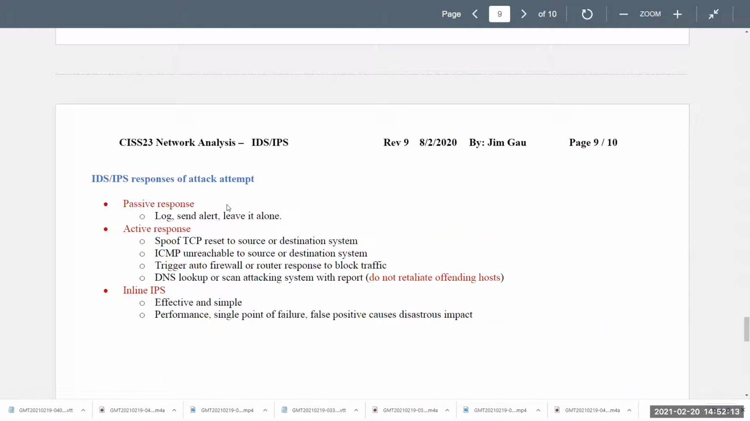And of course, once you have an incident, then you will have to respond to it. The responses are passive, active, and inline.